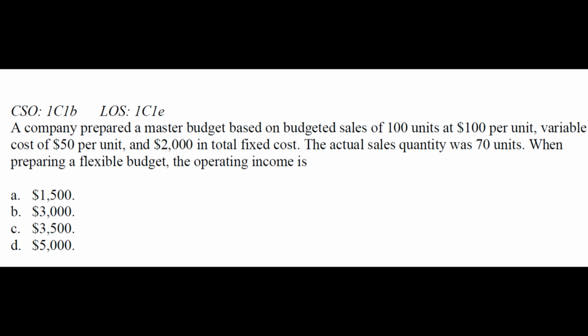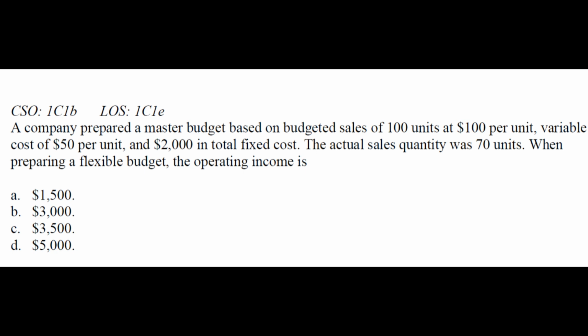This question tests your understanding of flexible budgeting, which adjusts revenues and variable costs to the actual level of activity while keeping fixed costs unchanged. Unlike a static budget, which is prepared for one planned activity level, 100 units in this case, a flexible budget recalculates expected financial results based on the actual sales volume of 70 units.